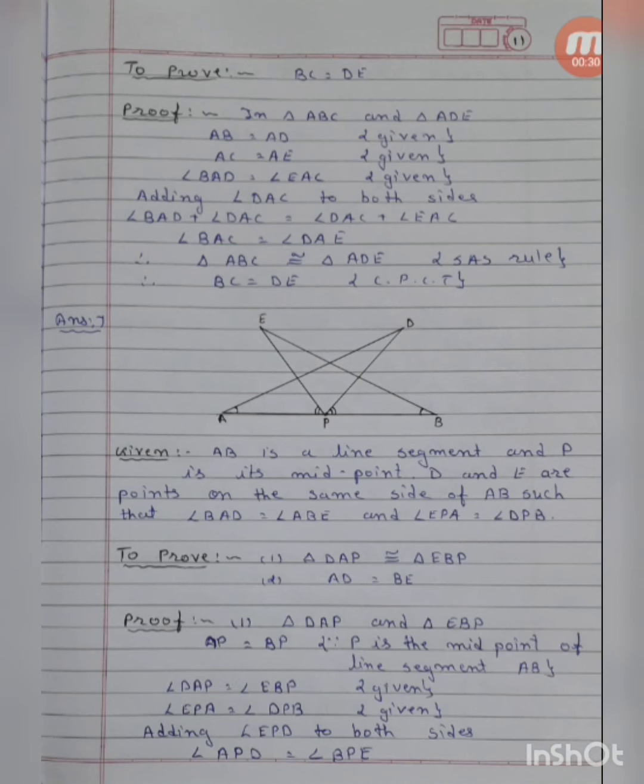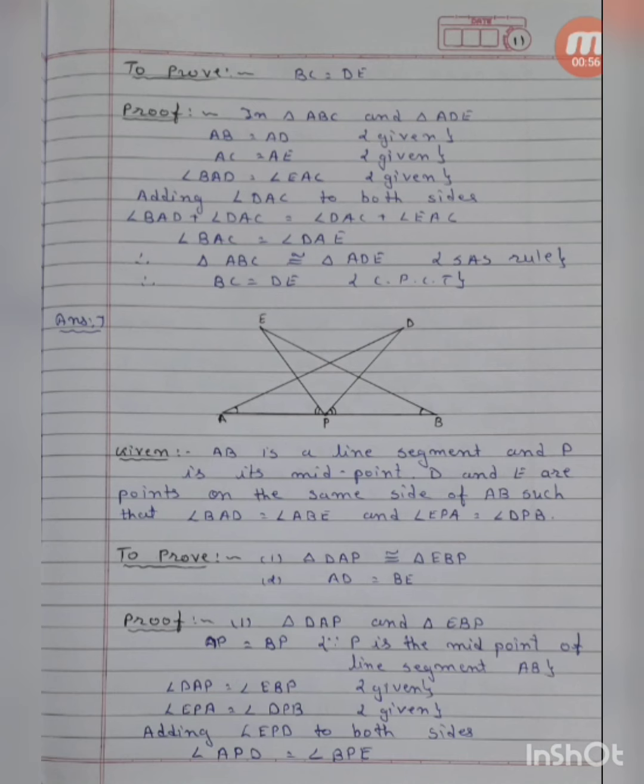In answer, given AB is a line segment and P is its midpoint. D and E are points on the same side of AB such that angle BAD is equal to angle ABE and angle EPA is equal to angle DPB. To prove, first, triangle DAP congruent triangle EBP, and second, AD is equal to BE.